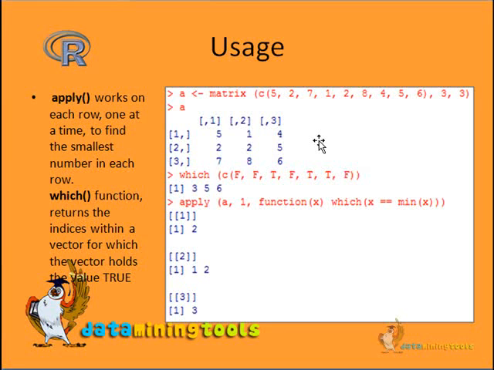Now we use the which function, which returns the indices within a vector for which the vector holds the value true. Suppose we need to find FFT, FFTTF. So it gives 3, 5, and 6. These are the places where it holds true. Now we apply this on A. A comma 1 means go row wise. Function x, where x equals the minimum of x. This is just an example where we are learning the usage of apply functions.